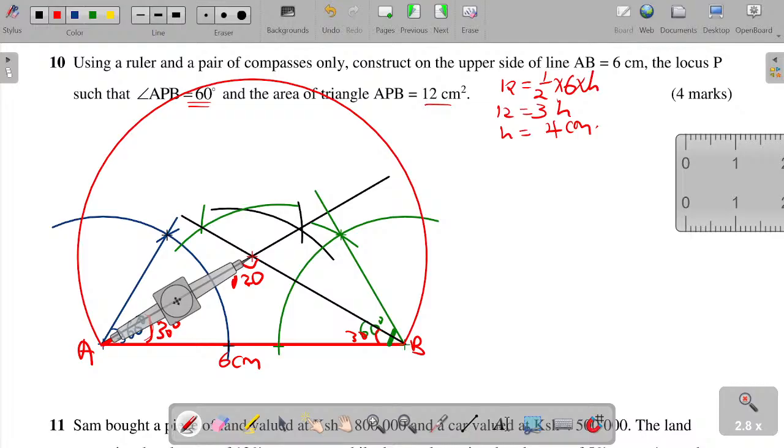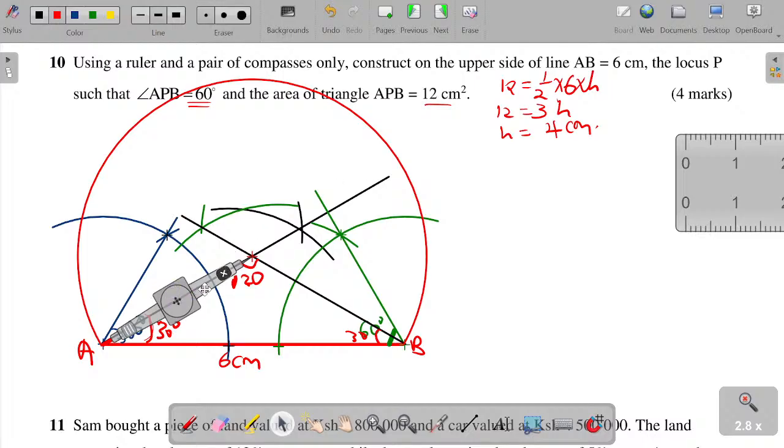Now I'm done with the construction. But remember that we want a triangle such that the area of APB is 12 square centimeters, and in that case, the height must be 4.